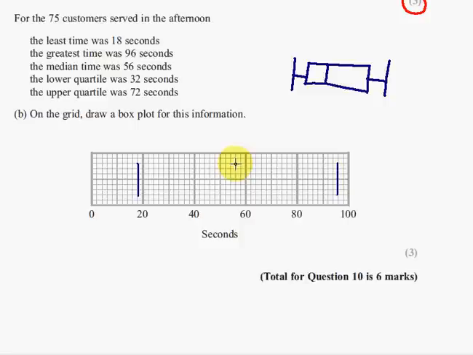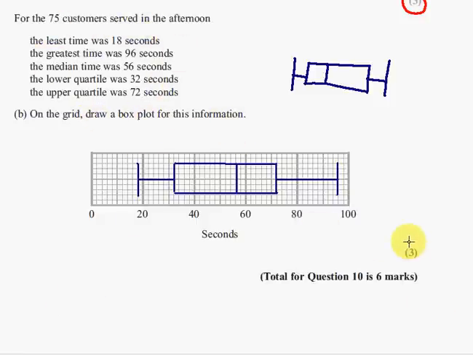56 is here. The lower quartile is 32 seconds. The upper quartile is 72 seconds. I hope I've done that right. Now you need to turn it into a box plot by joining these up. And the line in the middle doesn't go all the way through, it just goes up to there. And that's it. So there's a box plot with this information on it.